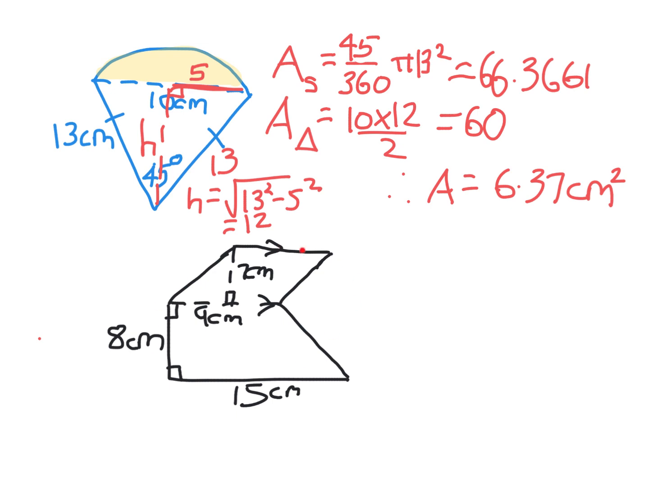All right, let's look at this shape here. So this is actually a trapezium and a parallelogram stuck together. So this time, rather than subtract, we're going to add their two areas together. So let's look first at the trapezium.